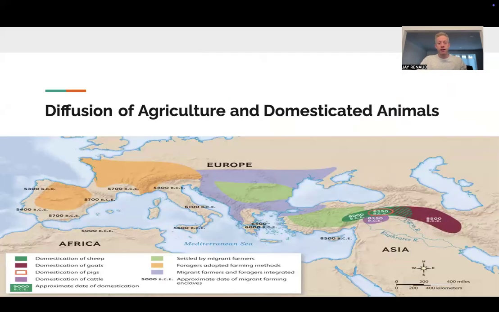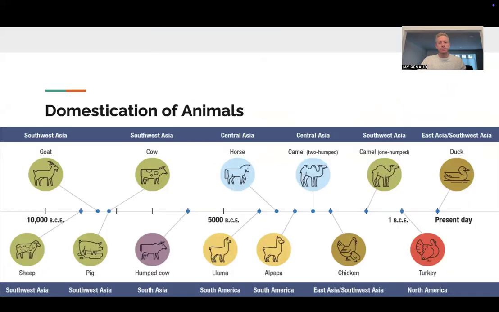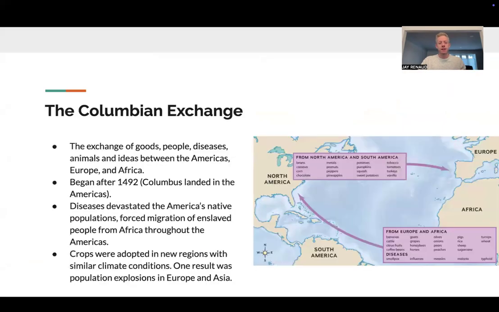Some of the early diffusions of agriculture and the domestication of animals. Again, this map is from the National Geographic book. Some of the different animals where they were domesticated first. Columbian Exchange. We got to know Columbian Exchange. So at first, when agriculture began, it diffused by contagious diffusion and by movement of people trading things close by. That all changes post 1492.